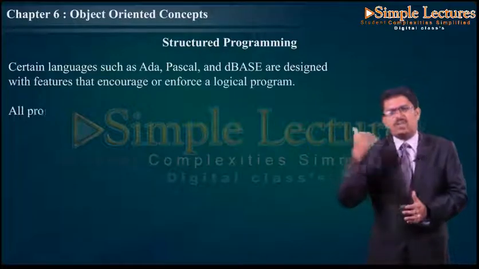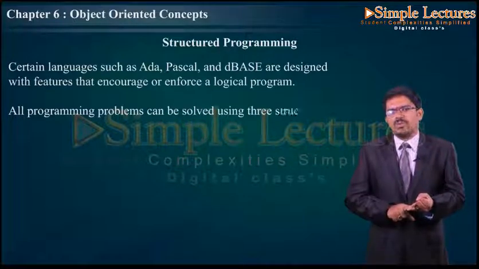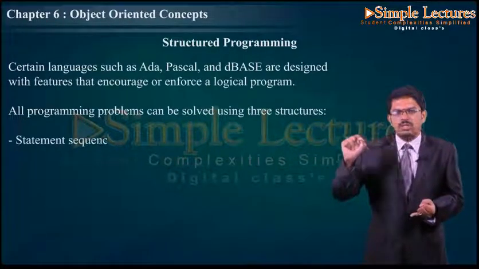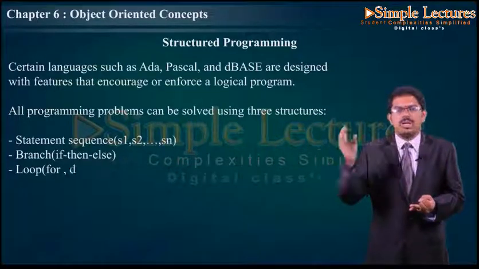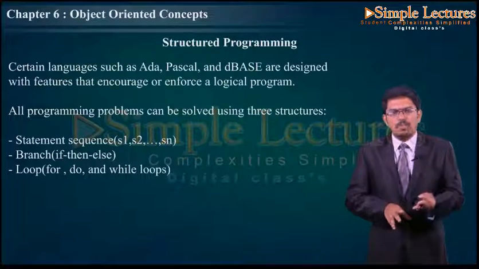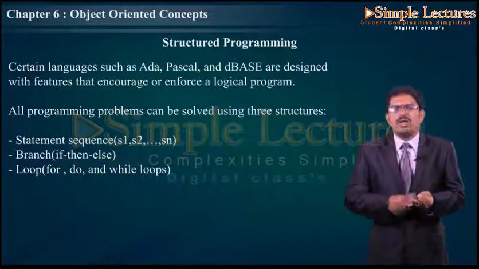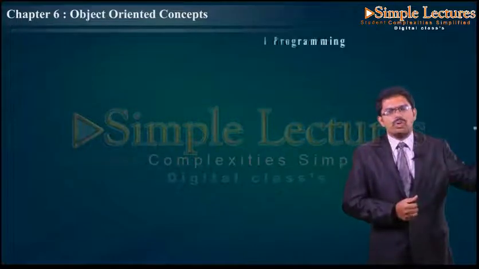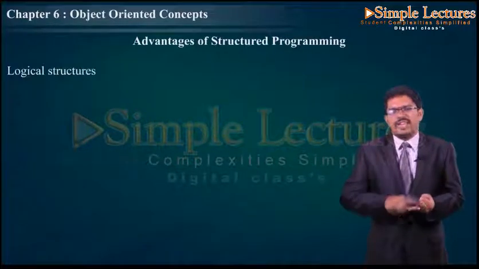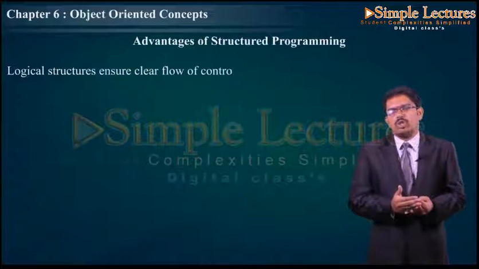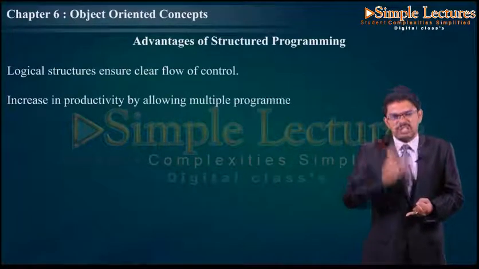It can be classified into three different structures: sequence structure, which starts from S1, S2, Sn; branch, which may be if then else; loop, which can be classified into while loop, do while loop, for loop. Now let's go for the advantages of structured programming. Logical structures ensure clear flow of control. So the flow will be clear so that the data can be transmitted easily.